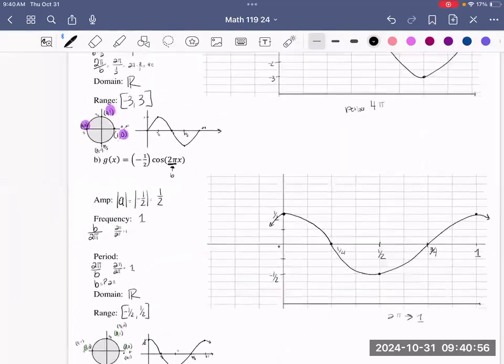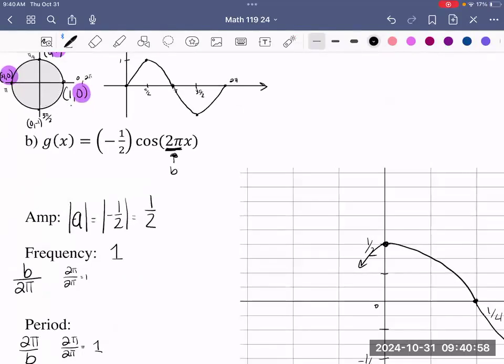Oh, and I actually just realized I didn't fully complete this. Notice that we have a negative here, and I never even touched upon it. So we have a negative, which is a reflection. And because it's not attached to your x, this is going to be reflected across the x-axis.